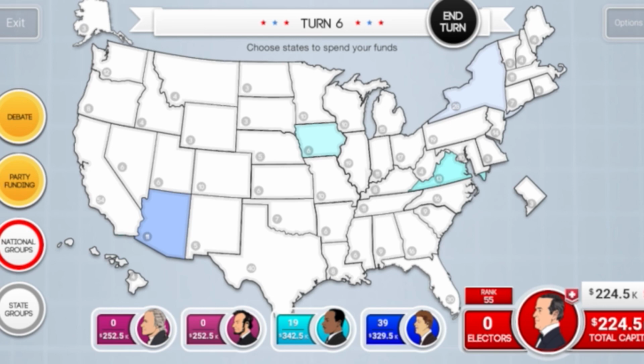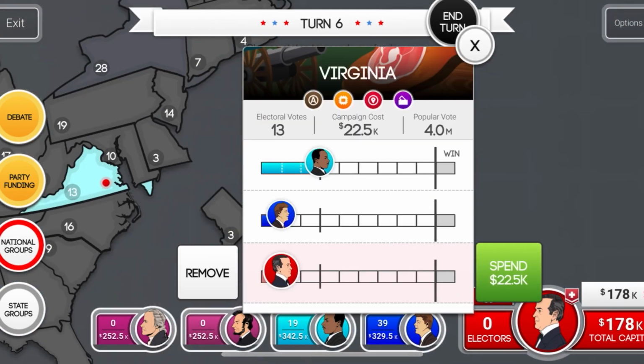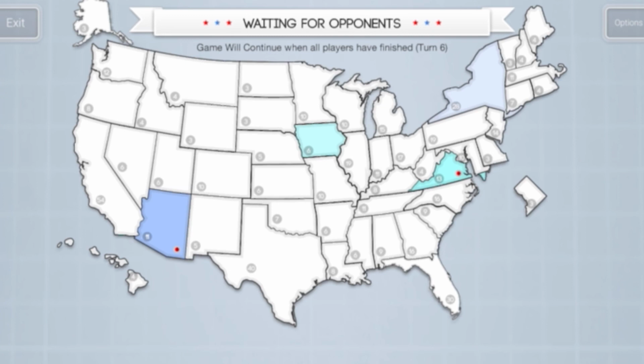On turn number 6, we're going to complete our labor and environment bonus, and it's time to enter some states. Let's go for Arizona and for Virginia.